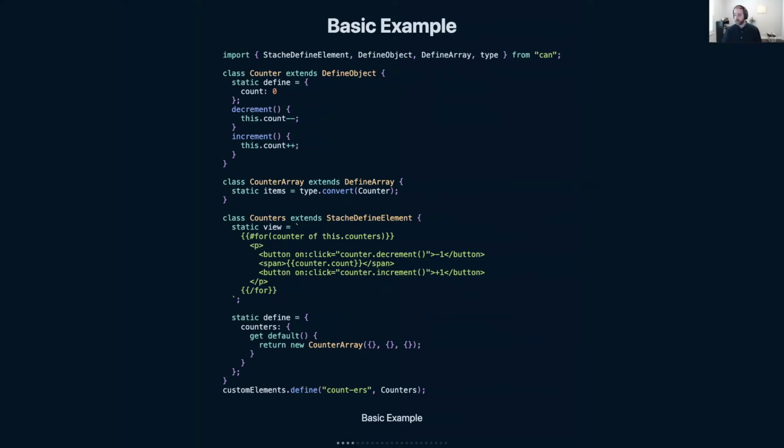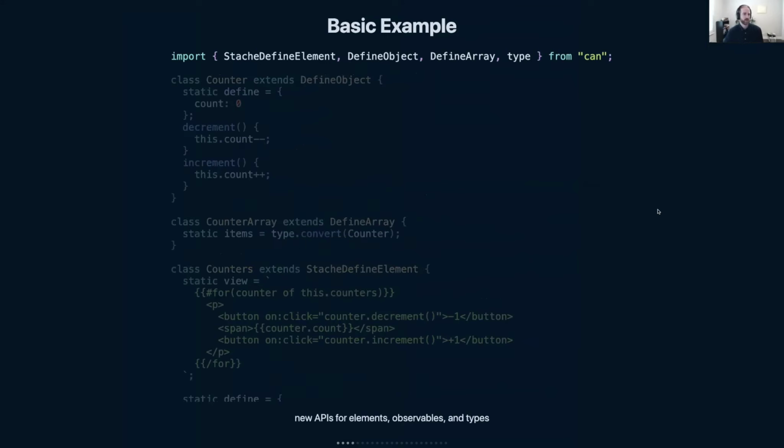So I'll give you this basic example. Unlike Adam's earlier example, mine has more than one counter. So we'll take a look at this. This is using the new APIs we're working on to create a list of counters. Let's dive into the code. So here are the four new APIs that we've added for working with elements, observables, and types. We'll take a look at each of these.